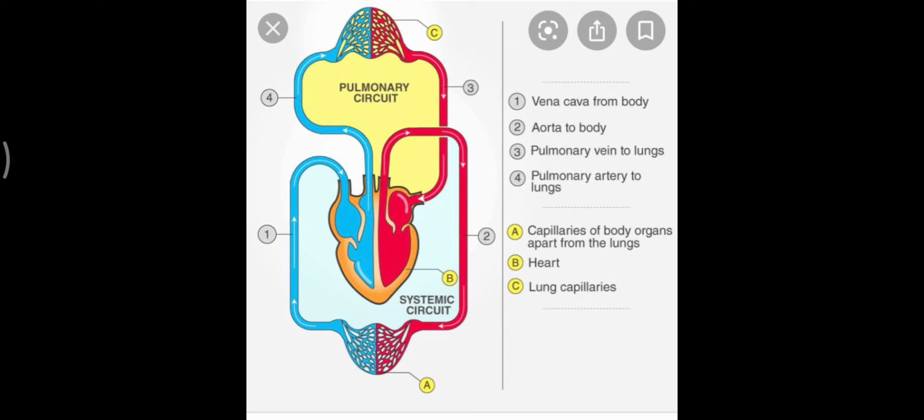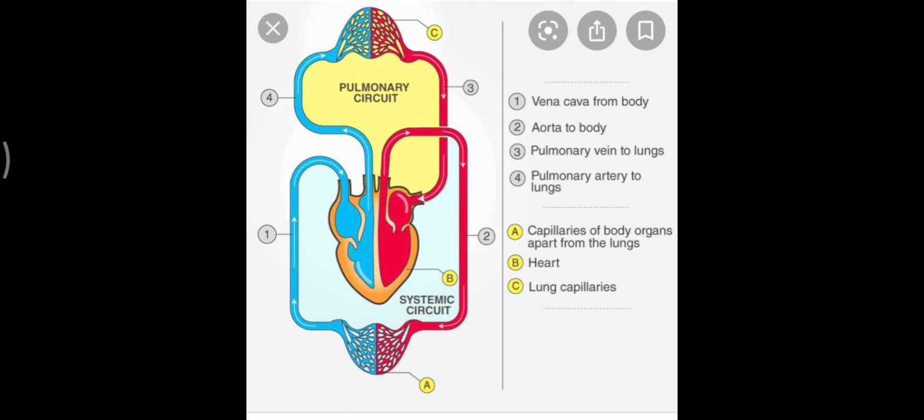We have also learned about the largest veins, that is the vena cava, superior and inferior vena cava, then the largest artery, that is the aorta. Then we learned about the exceptional vein, that is the pulmonary vein, which carries oxygenated blood from the lungs, and the pulmonary artery that carries deoxygenated blood to the lungs. So this is the brief revision.